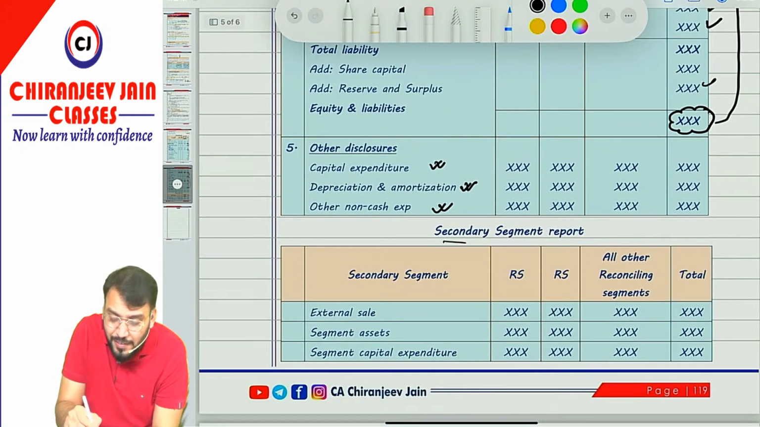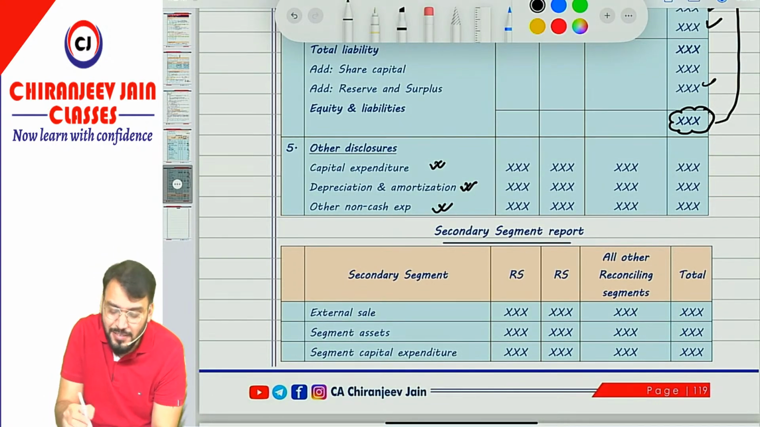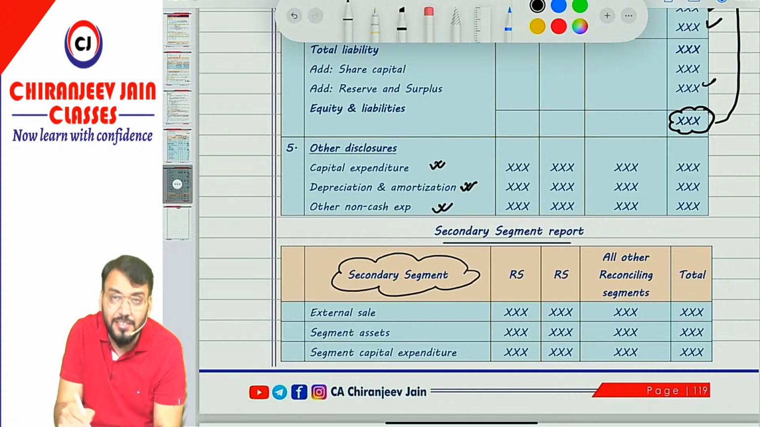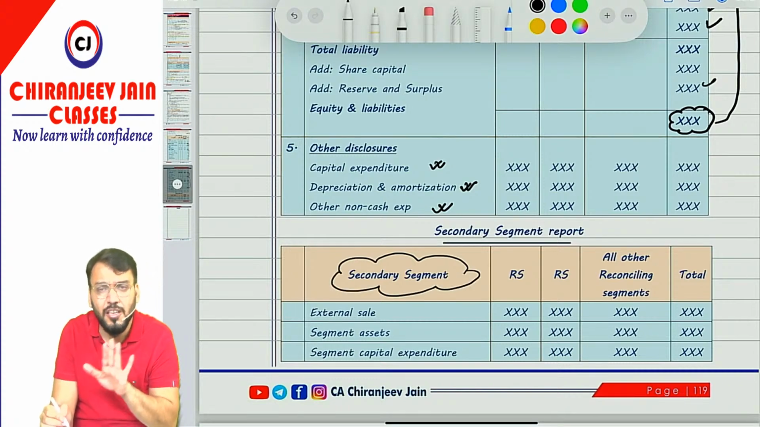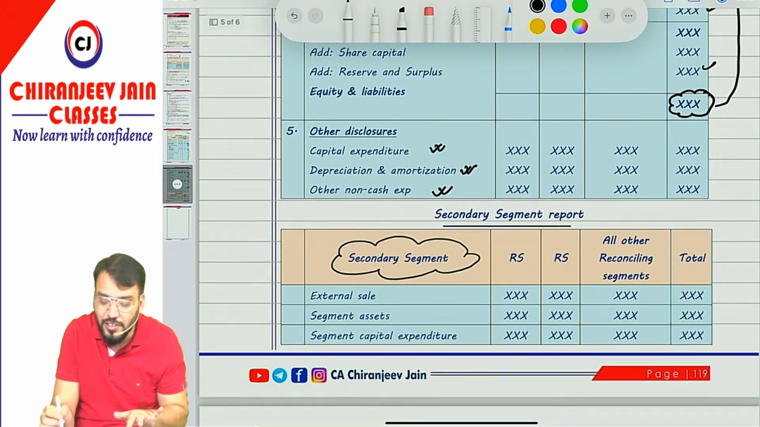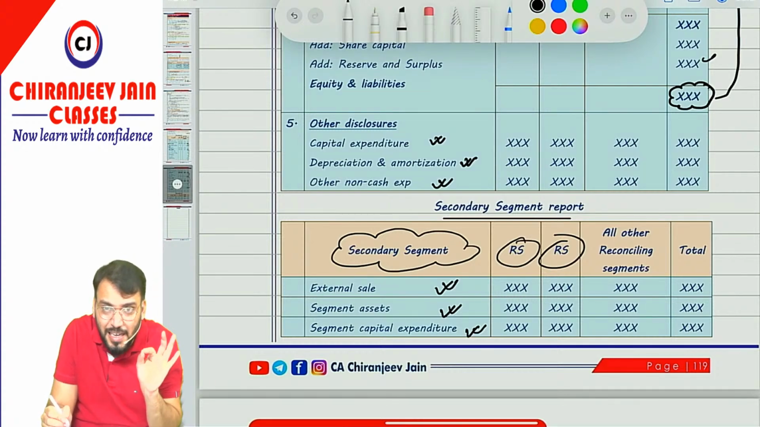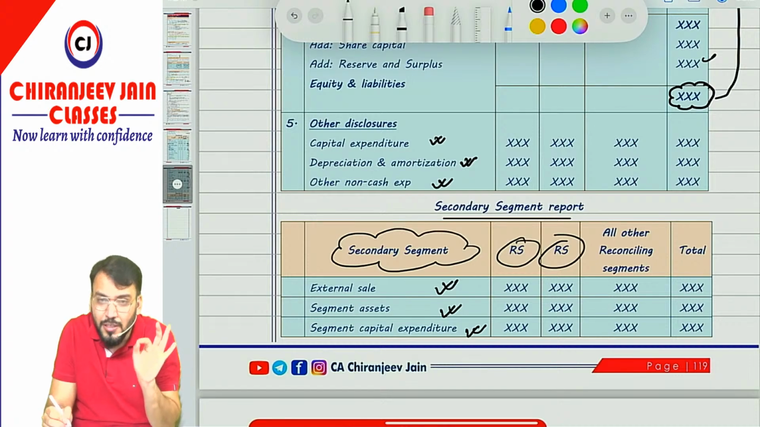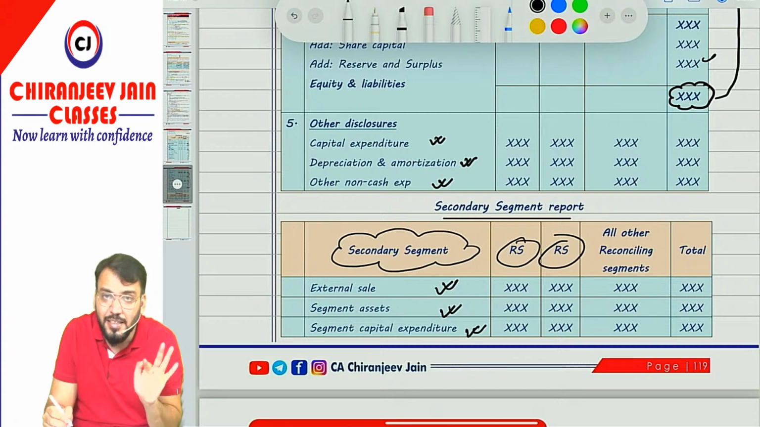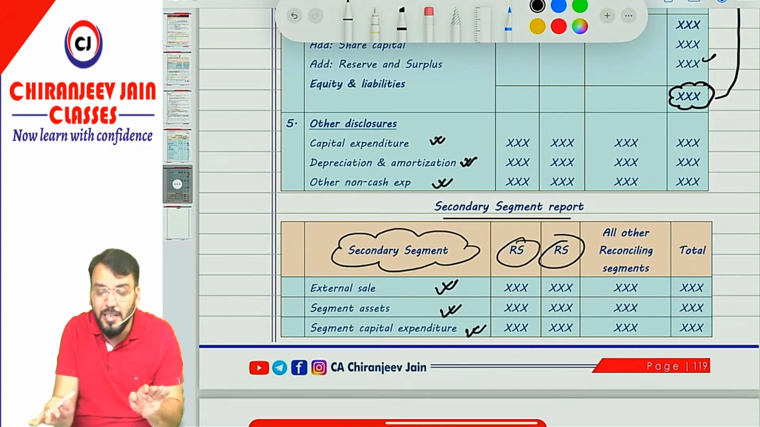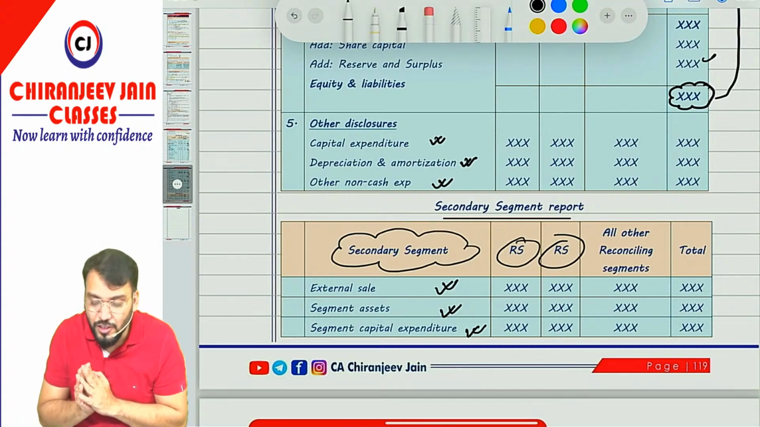Then coming to the secondary segment report, normally in exam this will be geographical segment. For that, three information without any reconciliation. We'll find our reportable segment. For that, we'll disclose external sale, segment asset, and segment capital expenditure. So three information: segment revenue, that also only external sales, then segment asset, and then segment capital expenditure. This will become the information to be disclosed. Correct?